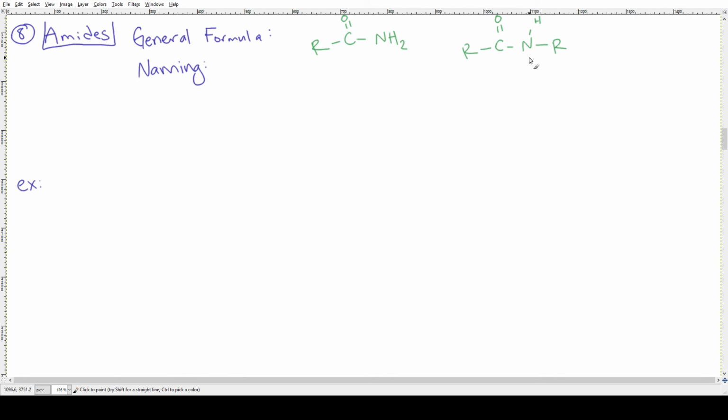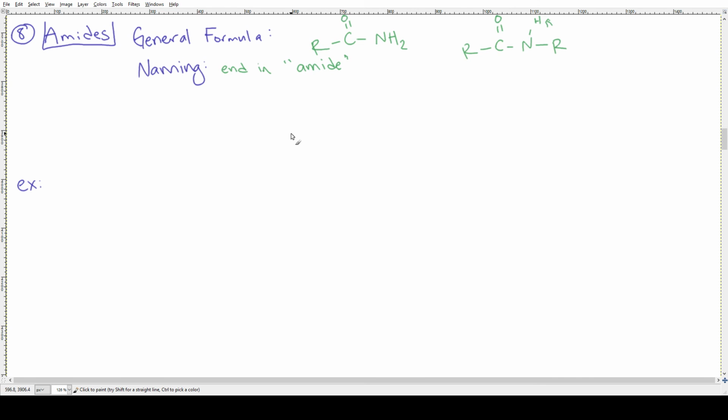So these nitrogens can be in the center, and this hydrogen up here could be another carbon too. The key is that we've got a nitrogen that is bonded to a carbon that is double bonded to an oxygen. That's the key. And these names end in amide. So these names aren't super complicated. You just need to know if it's an amine or an amide.